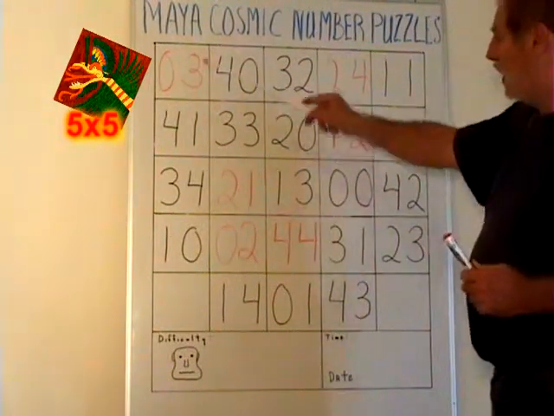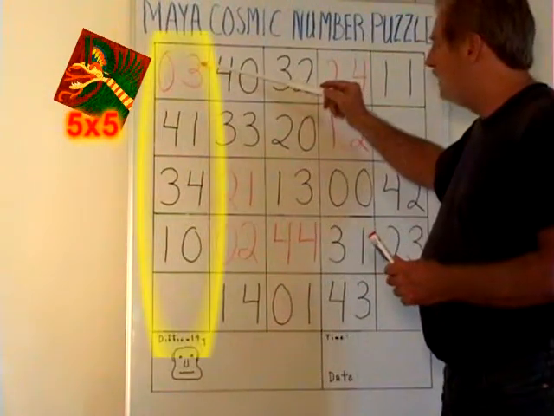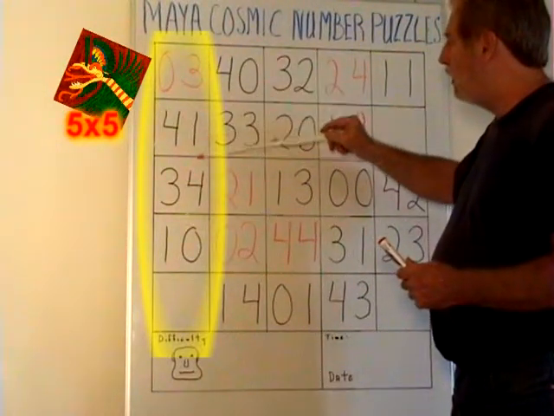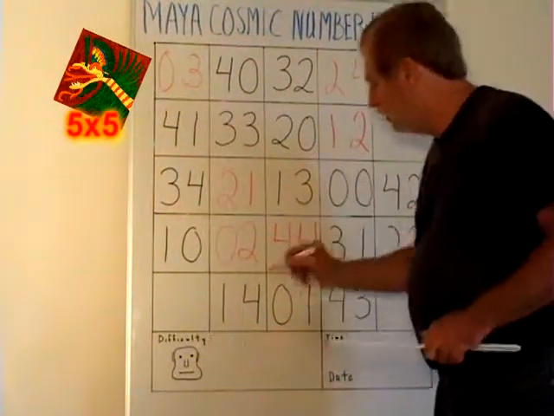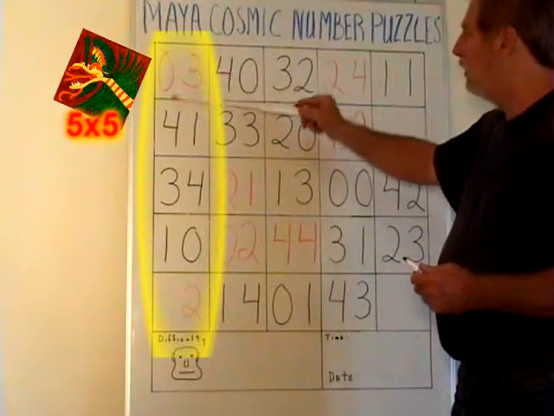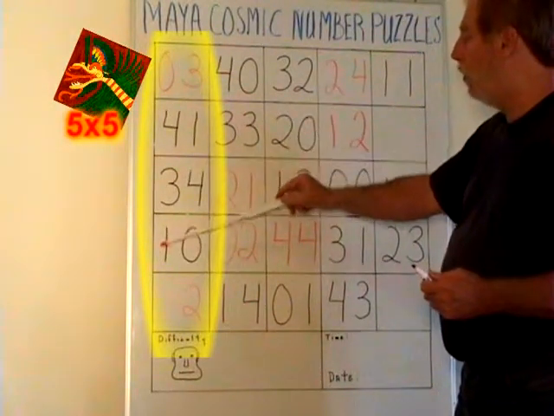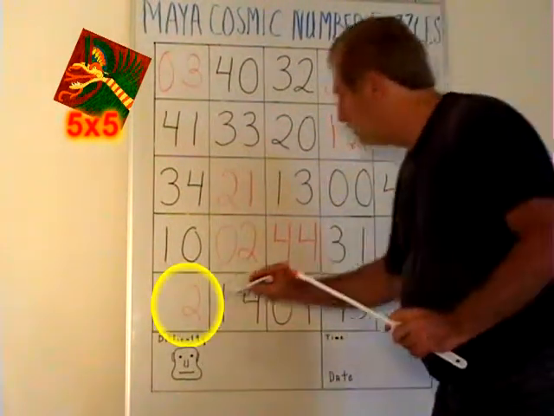Now, in this column, starting on the right side, we have a 3, a 1, a 4, a 0. So we are missing a 2. On the left, we have a 0, a 4, a 3, a 1. So we are missing another 2.